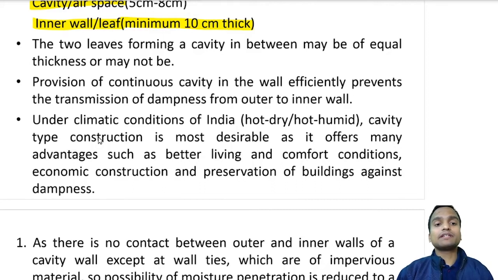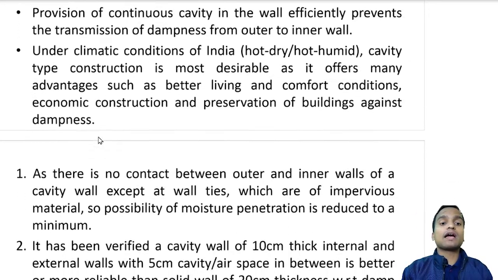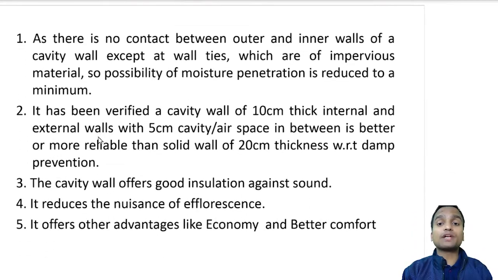Okay, and cavity type construction is most desirable under climatic conditions of India, like hot dry and hot humid, as it offers many advantages such as better living and comfort conditions, economic construction and preservation of buildings against dampness. As there is no contact between outer and inner walls of a cavity wall except at wall ties, both these inner and outer walls are connected at wall ties.